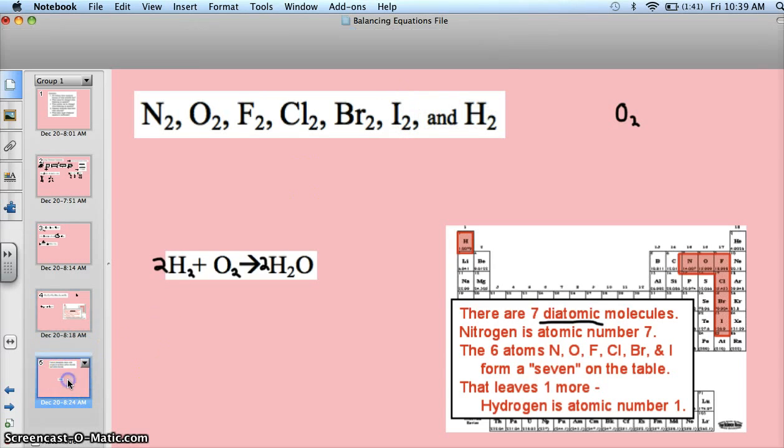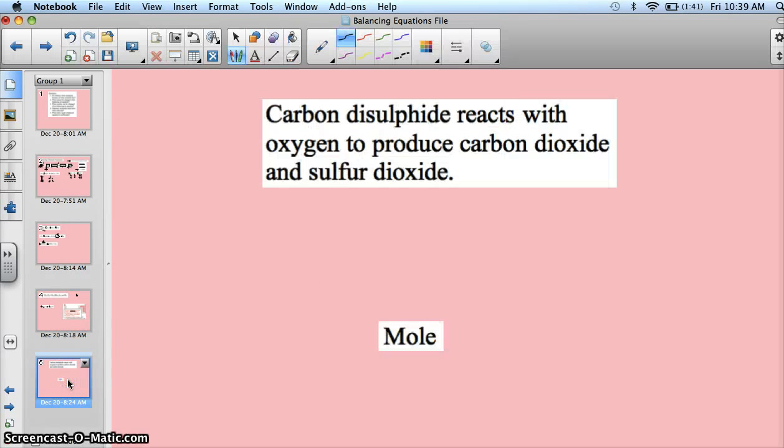Oh, let's see what else we have. Hey, what if we have some word problems? I know you have word problems in math where you have to write out equations. Sometimes you do in science as well. So we'll have to take what we know about what these are called. Carbon disulfide reacts with oxygen to produce carbon dioxide and sulfur dioxide.